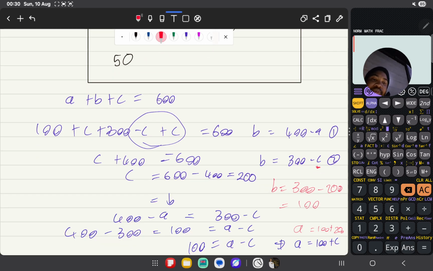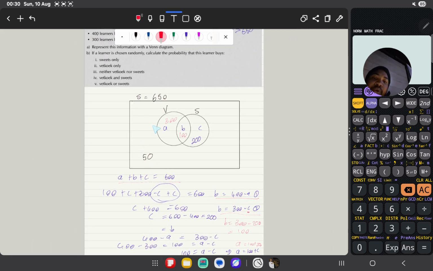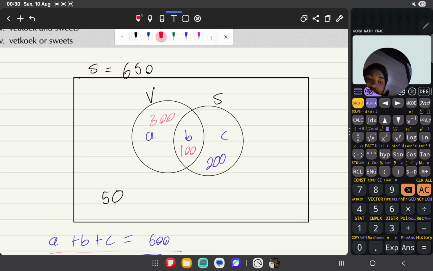Yeah, so remember we used three equations. It was this one and this one and this one, and if you go back you will see how we got to derive those formulas, right? So now our Venn diagram is complete.